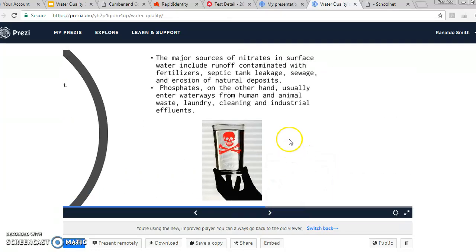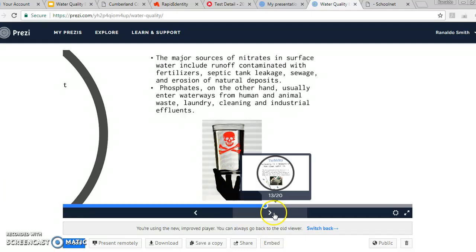One of the main issues with nitrates or any type of runoff is that it does tend to put effluents or chemicals in the water that can be bad for us. So your stuff coming from septic tank leakage, sewage leakage, or your phosphates from laundry or cleaning effluents can be really bad if they get in your drinking water supply.